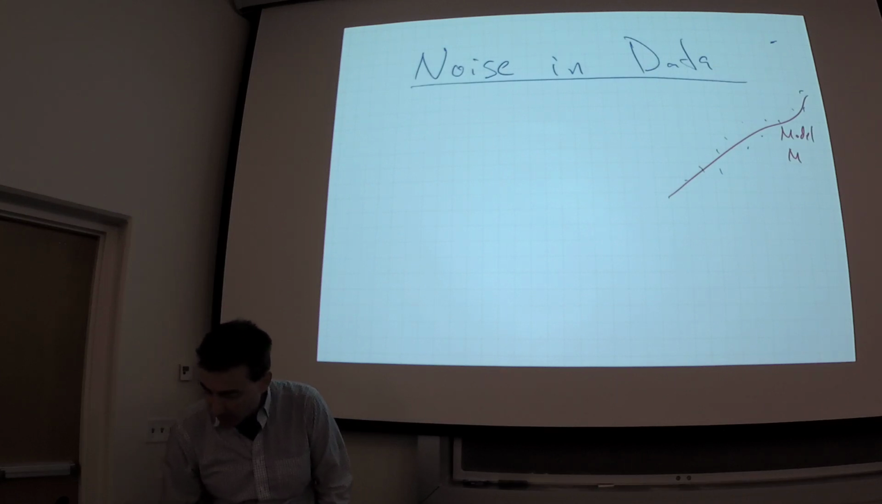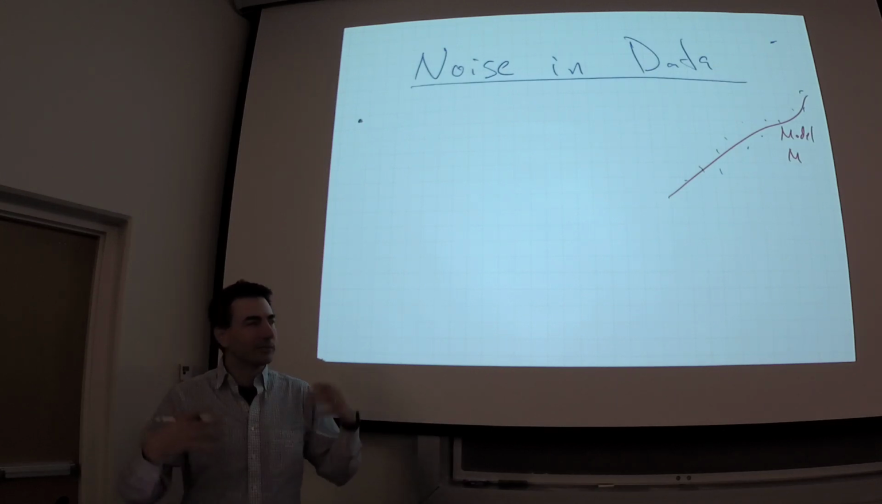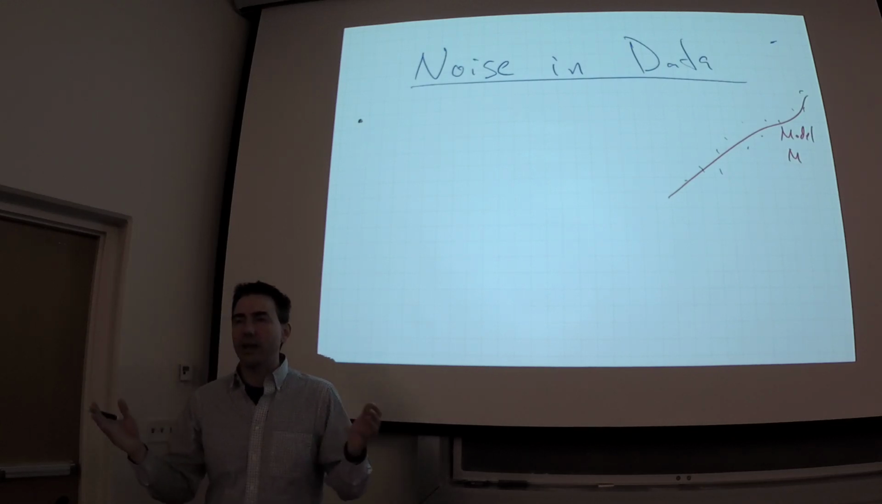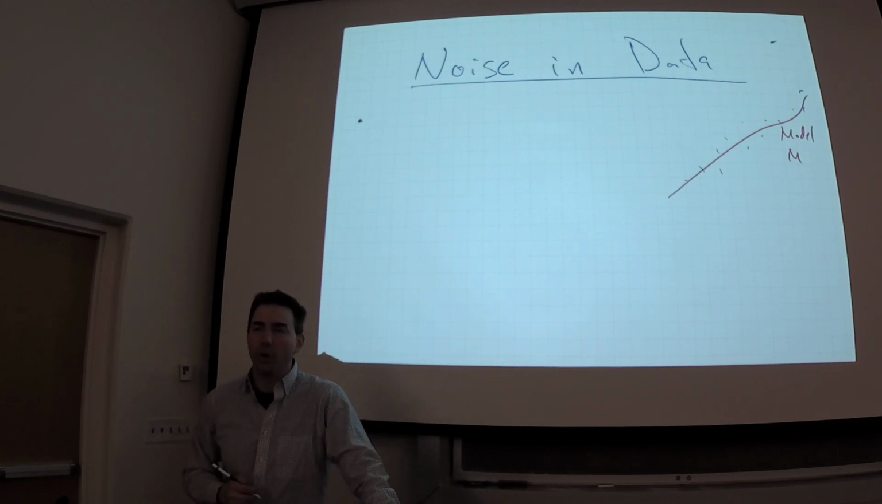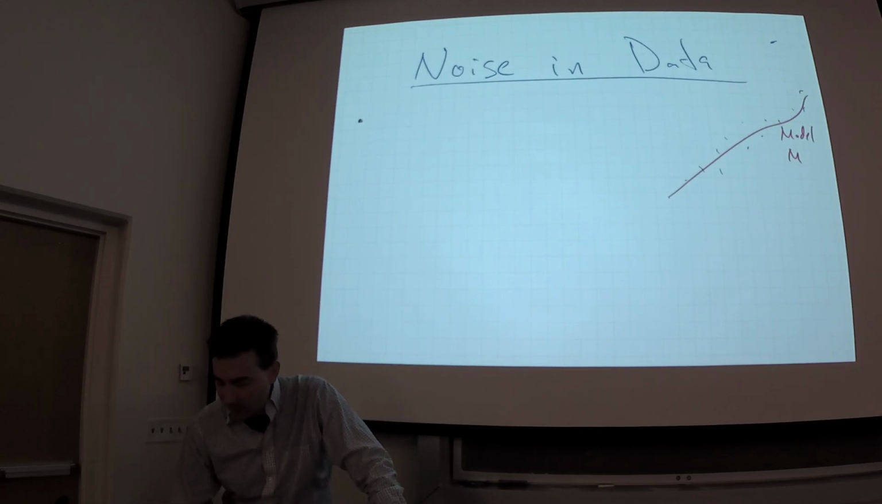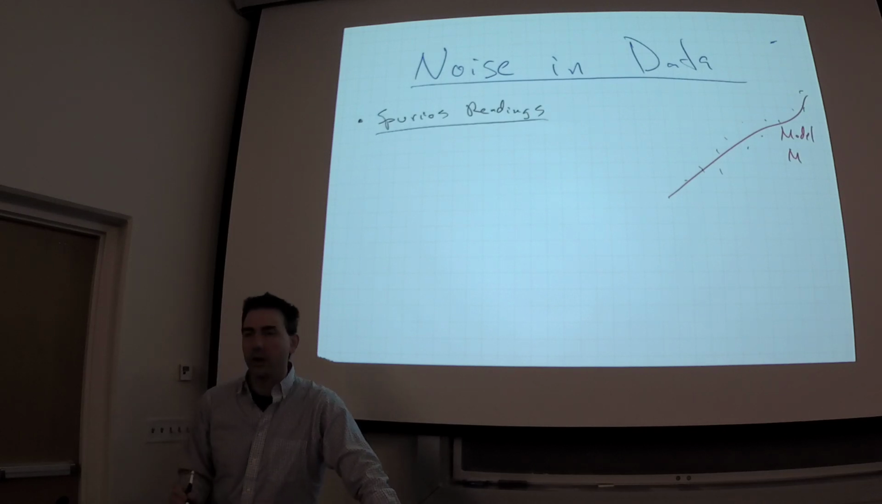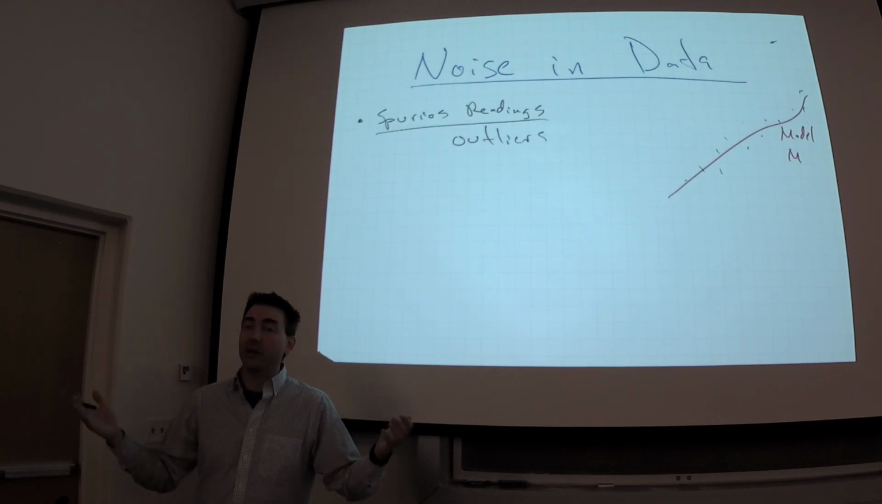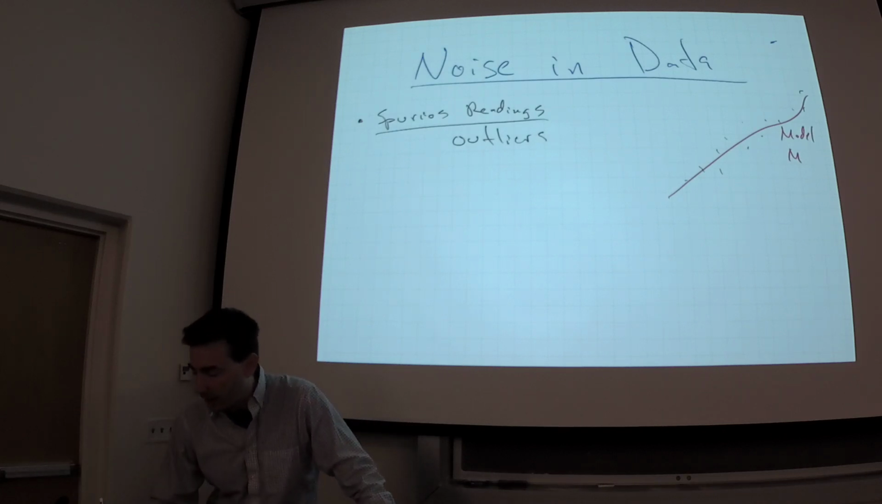I wanted to start by trying to categorize the different sorts of noise you would tend to see in the data. The first type would be where there are spurious readings in the data. If you think of noise as being outliers, this would be outliers, for instance.